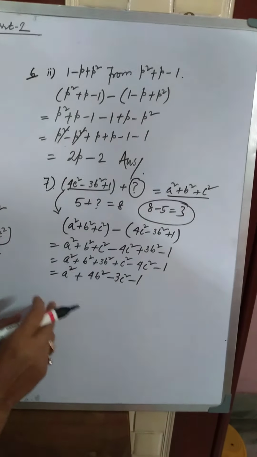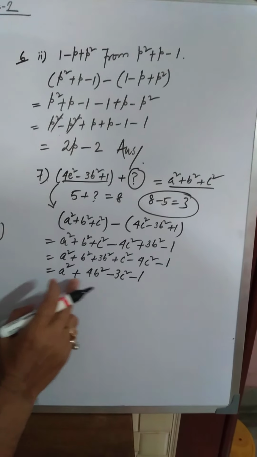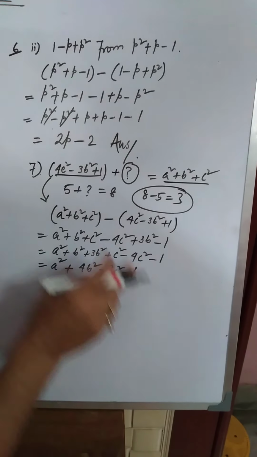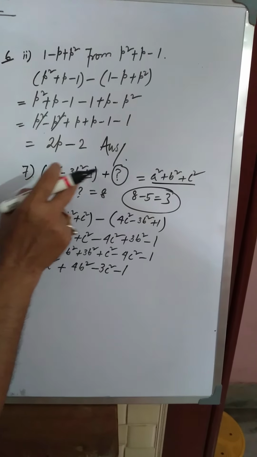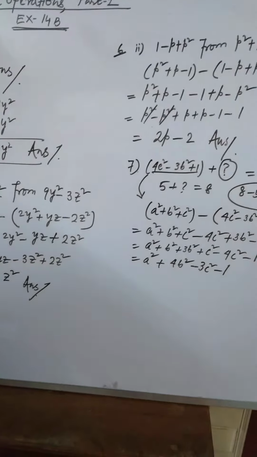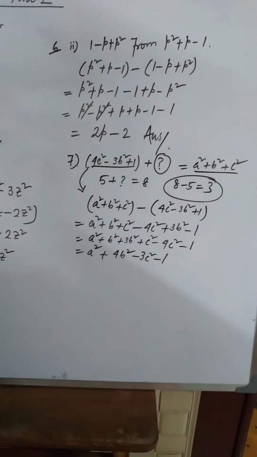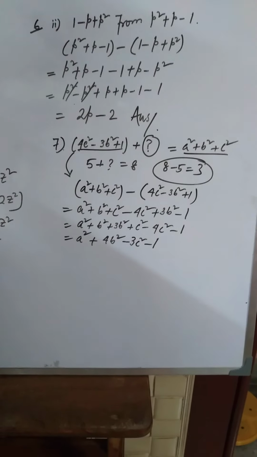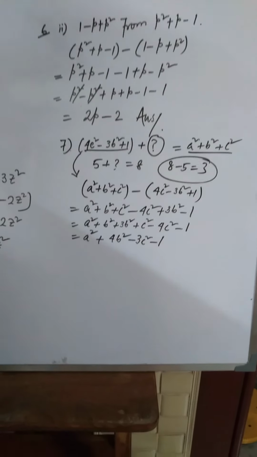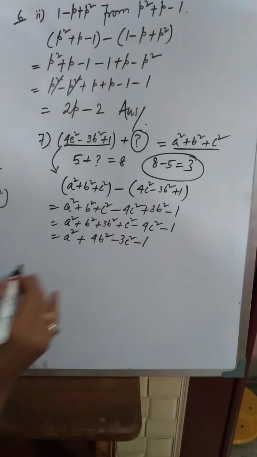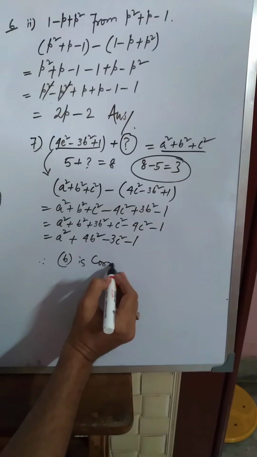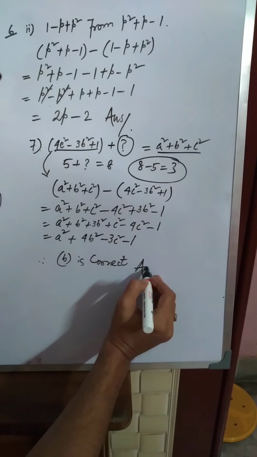So the answer is, you have to add a square plus 4b square minus 3c square minus 1 with 4c square minus 3b square plus 1 to get the result of a square plus b square plus c square. Now 4 options are there, and out of these, option B is given as a square plus 4b square minus 3c square minus 1. Therefore, option B is correct. Option B is the correct answer.